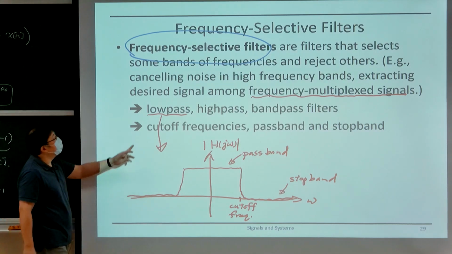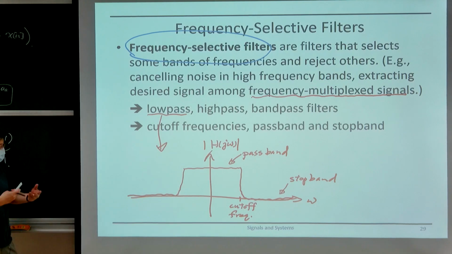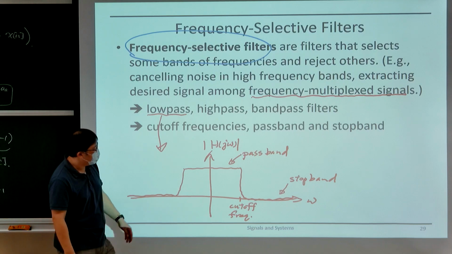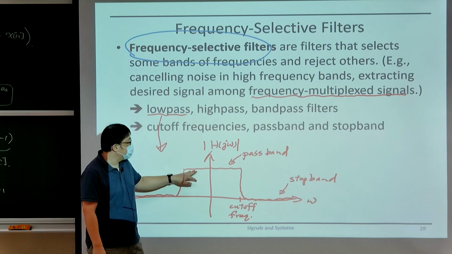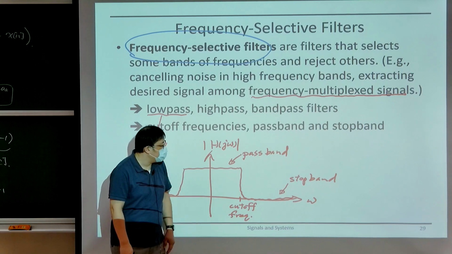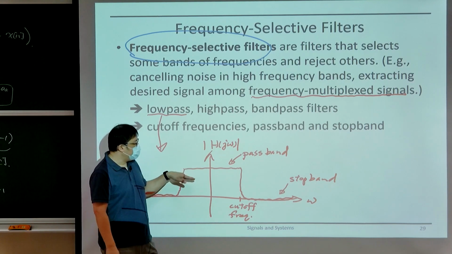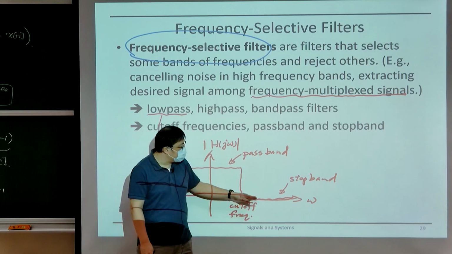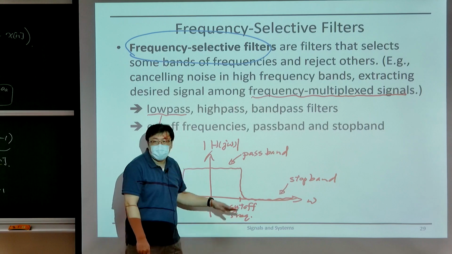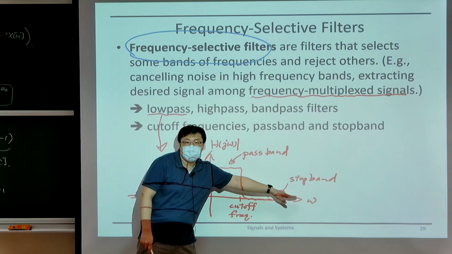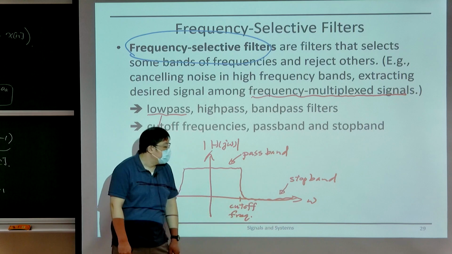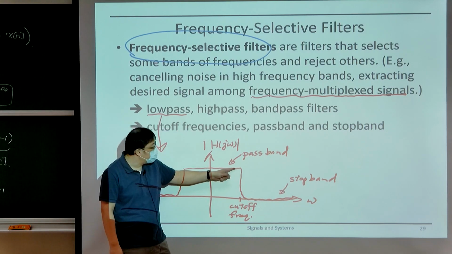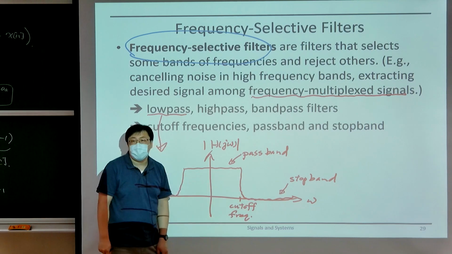Now, in practice, when we design frequency selective filters, we are often concerned with how effective the filter is in the pass band, meaning how well we maintain the gain over the pass band, how effective it is in the stop band, meaning how well we suppress signals in the stop band, and also how fast the filter transfers from the pass band to the stop band.